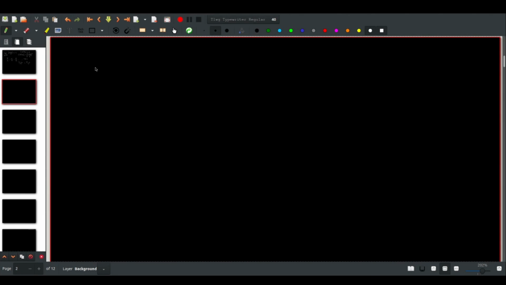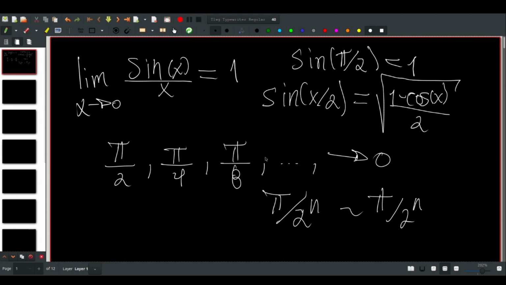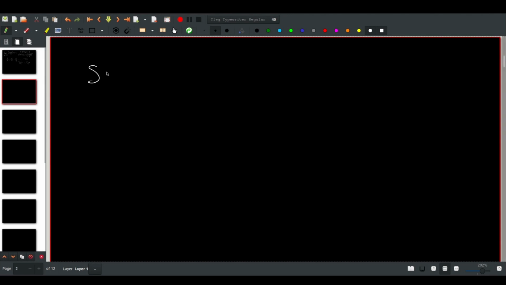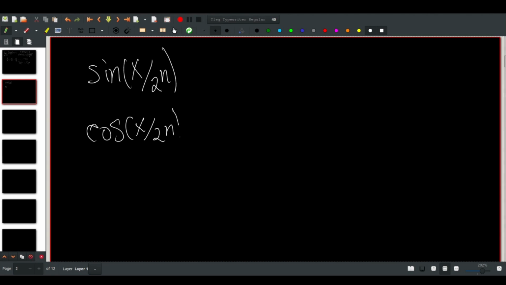The main result of this is going to be a closed formula for the sine of some argument, which I'm not going to constrain to be only pi. I'm going to leave it open to be any x, and what we're interested in is finding formulas for things like sine of x over 2 to the n and the cosine of x over 2 to the n. And these are expressed in terms of the sine or cosine of x only, and no other things, right?